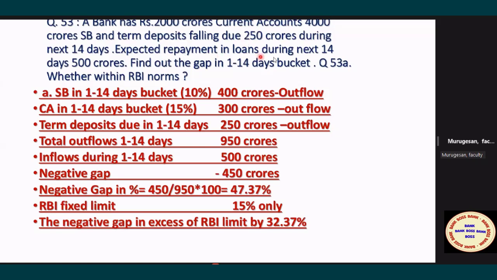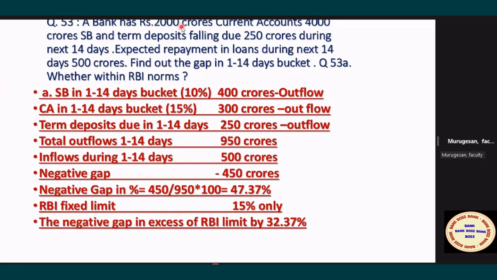Now, expected repayment of loans, they are giving some data. Based on the data, you have to do the CAIIB analysis. This is a wonderful question. I told you sometimes they will give data, sometimes in tabulated form. Expected repayment of the loan in the next 14 days is 500 crore. Find out the gap in the 1 to 14 days bucket, and whether it is within the RBI guideline. Now one by one you have to remember.